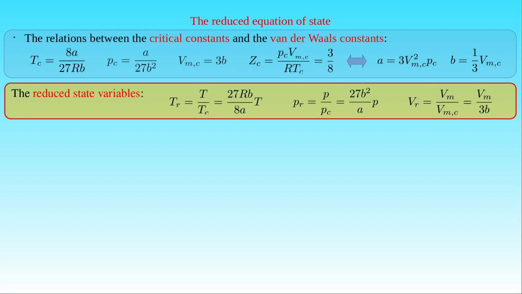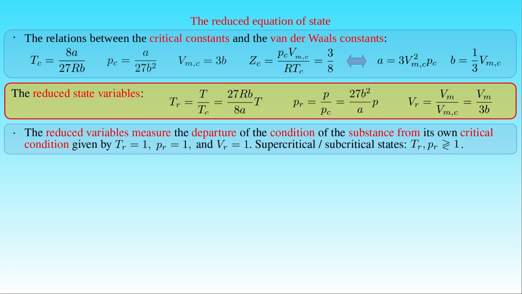By definition, the reduced variables measure the departure of the condition of the substance from its own critical condition. The latter corresponds to the unit value of the reduced variables, and the deviation of these variables from one indicates that the substance is either in a subcritical or supercritical state.